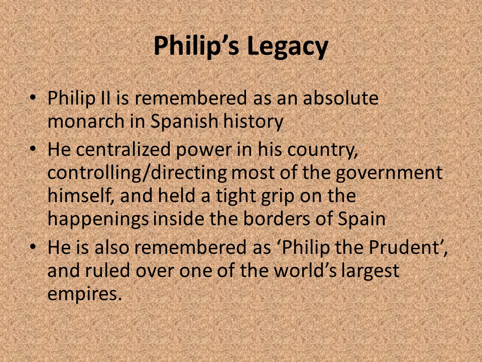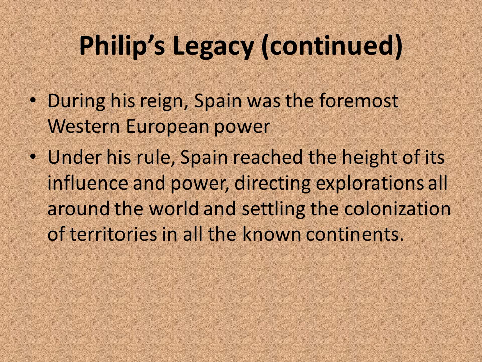Philip's nickname was Philip the Prudent, and he ruled over one of the world's largest empires ever, because Spain controlled all those colonies in the New World. Other things to know about Philip. During his reign, Spain was the foremost Western European power.